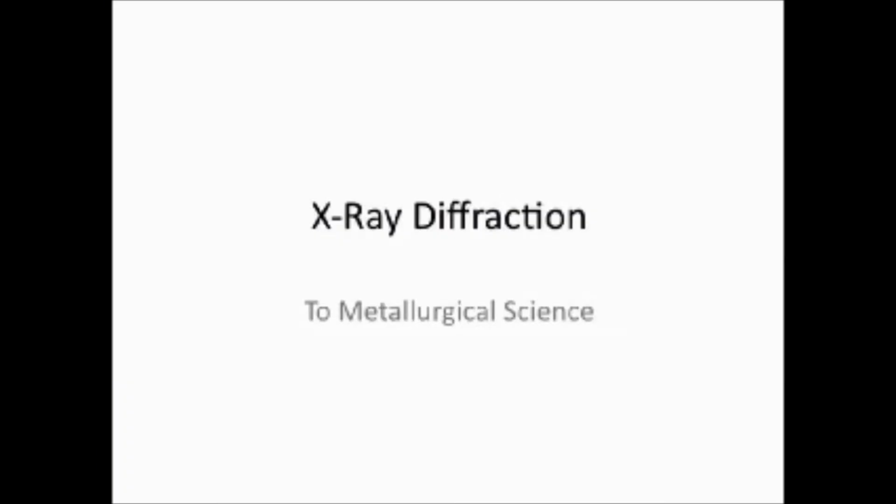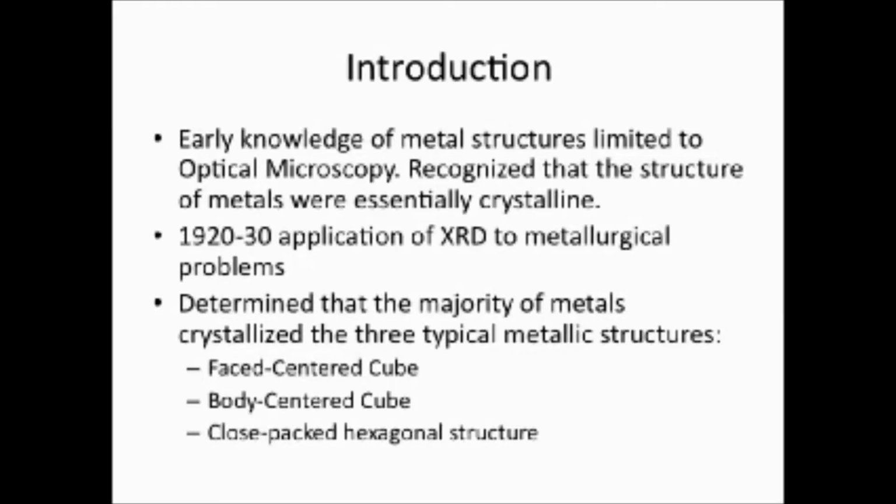X-ray diffraction in metallurgical science. Metallurgy is a study of physical and chemical behavior of metallic elements. Early knowledge of metal structures was limited to optical microscopy. It was recognized that the structure of metals was essentially crystalline. The 1920s and 30s was the main decade X-ray diffraction was applied to solve metallurgical problems. It determined that the majority of metals crystallized in one of three typical metallic structures.